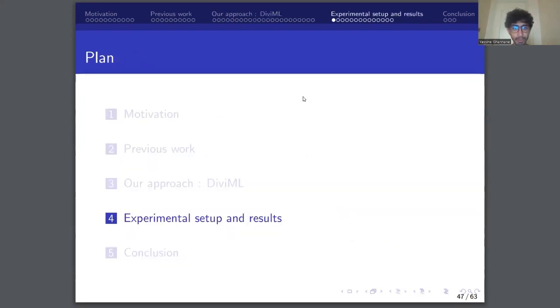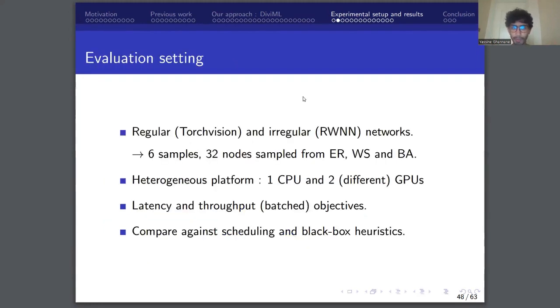Now, let's take an overview of the experimental setup used to evaluate our platform and some of the results obtained. So our evaluation is done on both regular and irregular networks. For the latter, we took 6 samples with 32 nodes per module each, sampled from different random graph generators, like Erdős–Rényi, Watts–Strogatz and Barabási–Albert. The heterogeneous platform sample that we have used is one with 1 CPU and 2 different GPUs, and we are evaluating for both latency and throughput, comparing against classical scheduling heuristics and black box heuristics.